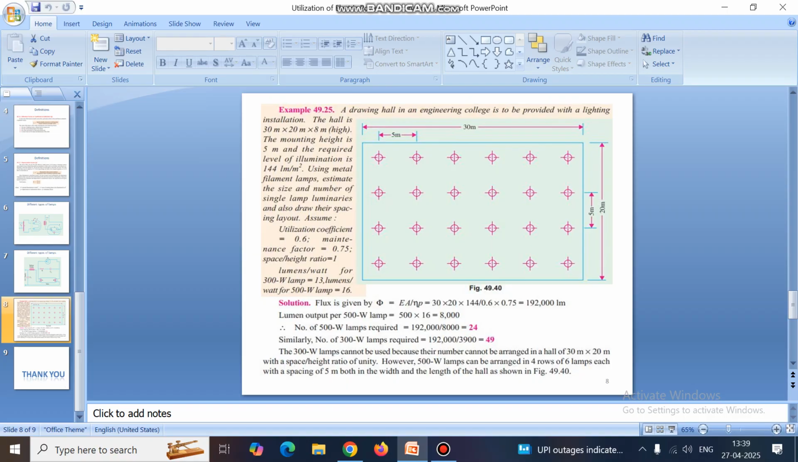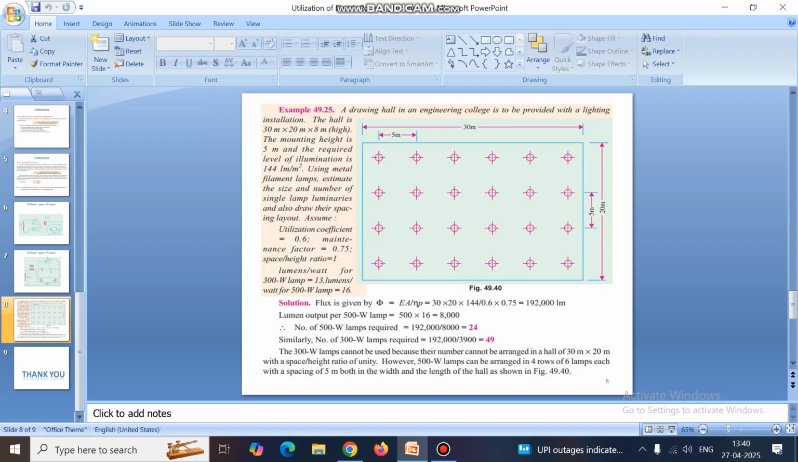Now come to the breadth similarly. This is 5 meter, 5 meter, 5 meter, so 5, 10, 15 meter. 20 minus 15 is 5, and 5 divided by 2 is 2.5. So the distance from the wall is 2.5 meter. So this picture is the layout of the room.